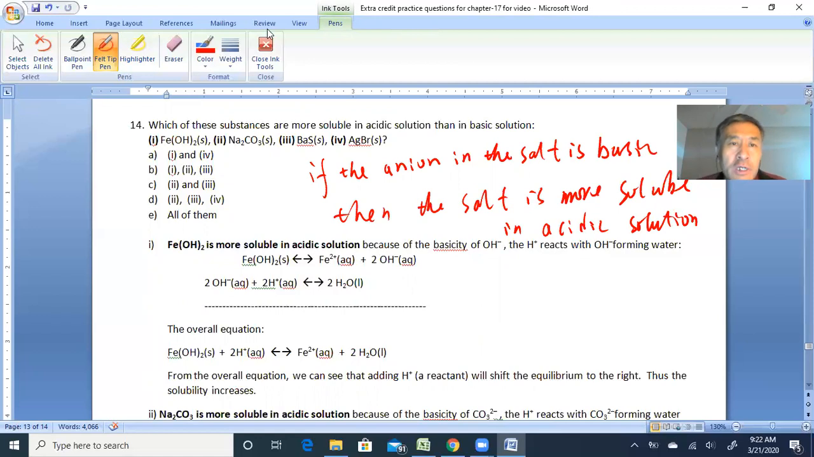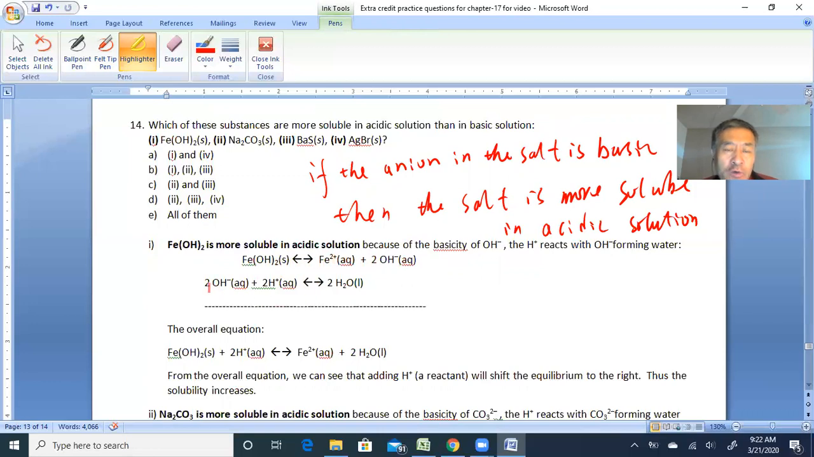All right, so let's say our first salt is iron(II) hydroxide. So that has the anion hydroxide. So obviously hydroxide is basic. Therefore, iron(II) hydroxide is more soluble in acidic solution. To understand why, we can use this approach. We write the solubility equation for the given salt. The given salt is Fe(OH)2, which produces Fe2+ and 2 hydroxide.